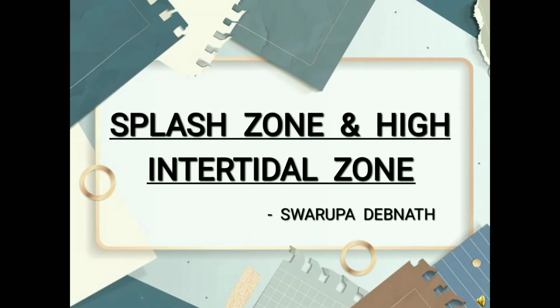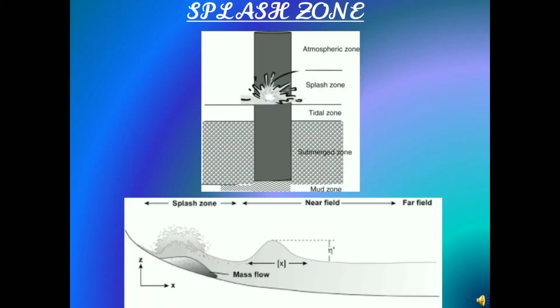I, Sharupa Debnath, will discuss the splash zone and high intertidal zone. Splash zones are areas which come into contact with the water flow from sea or lakes. They are usually near tidal flow points covering the high tide and low tide areas.